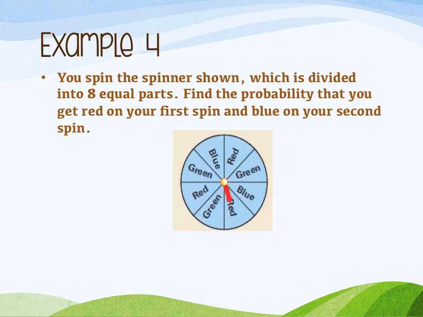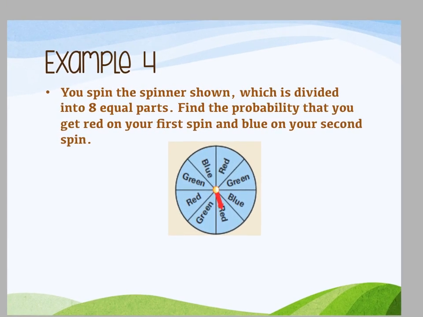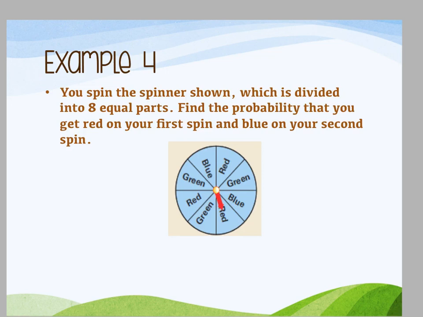All right, so some more examples. You spin the spinner shown, which is divided into 8 equal parts. Find the probability that you get red on your first spin and blue on your second spin. So now you have to ask yourself, is it dependent or independent, and then go from there. So is it independent or dependent? Independent. The spinner doesn't change after you spin, right? On the spinner that I have with the names, if I spin a name, I can choose to take that name out or leave it in. So if I chose to take it out, now it's dependent. But if it's something like this where the actual spinner doesn't change, then it's independent.